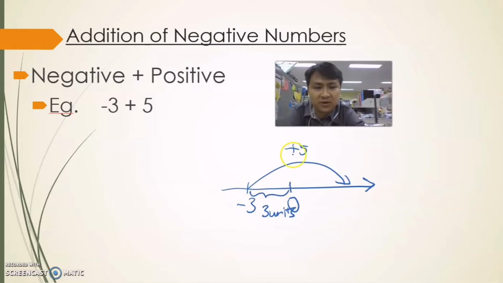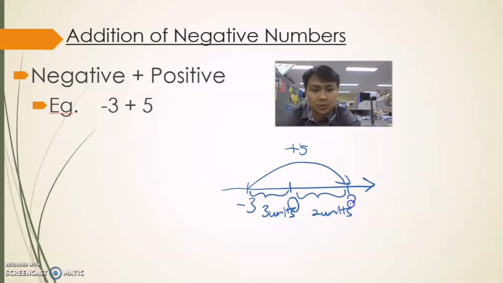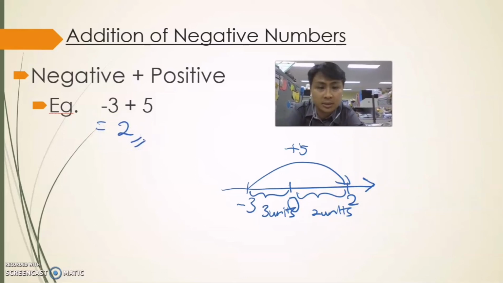Okay, so if we shift 5 units to the front, 5 minus 3, we are left with 2 units. So our answer will be 2, because 0 plus 2 will be 2. So the answer for this question will be 2. Are we clear about this?